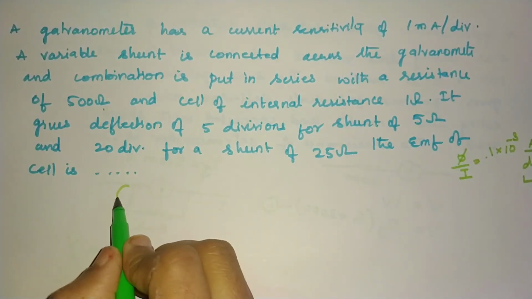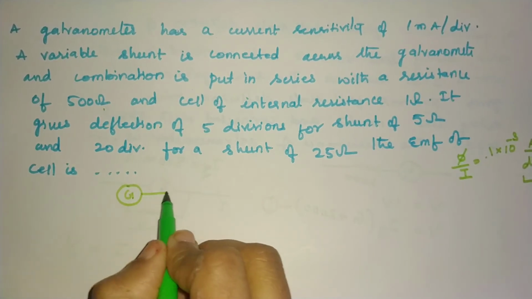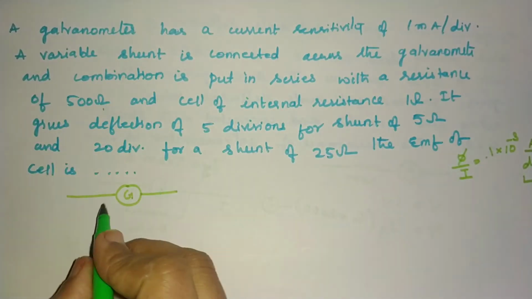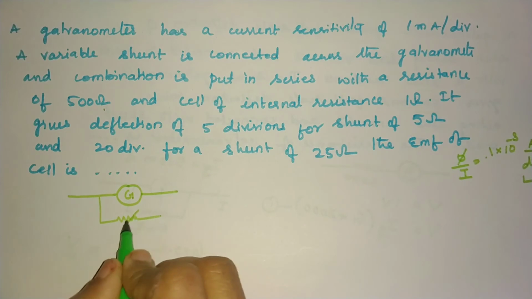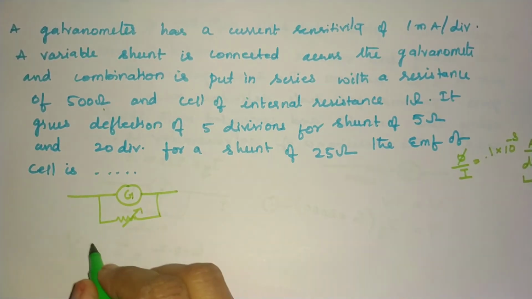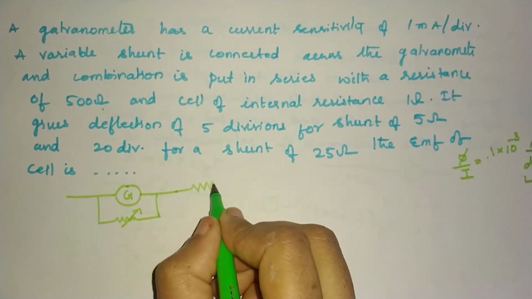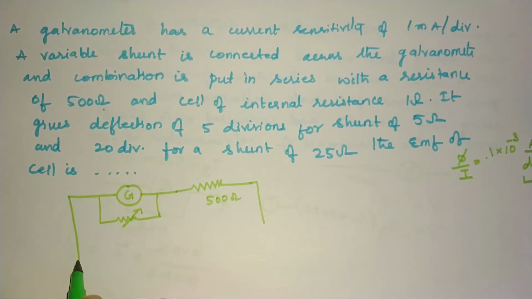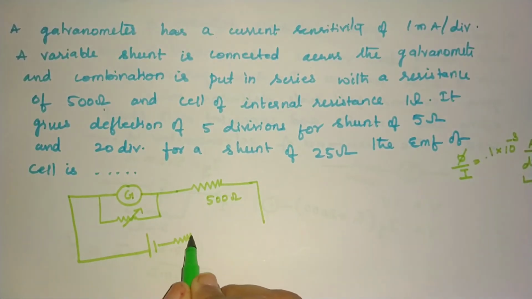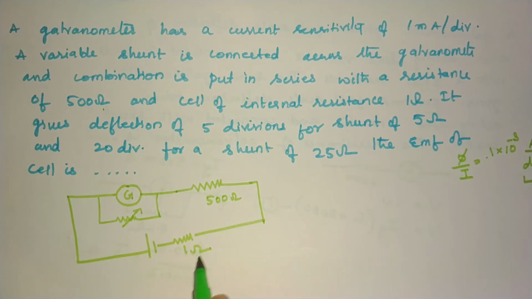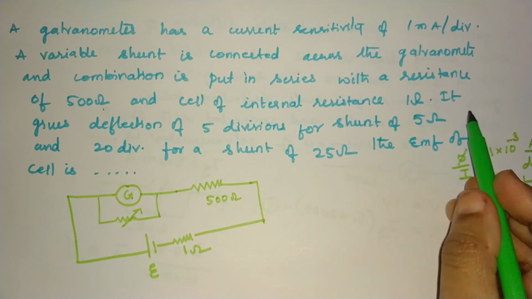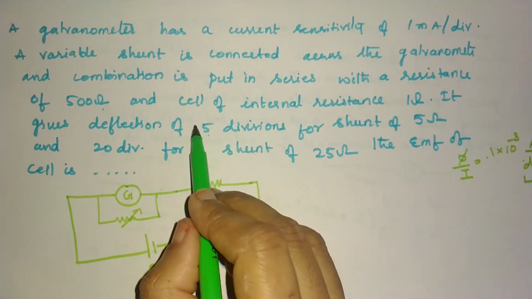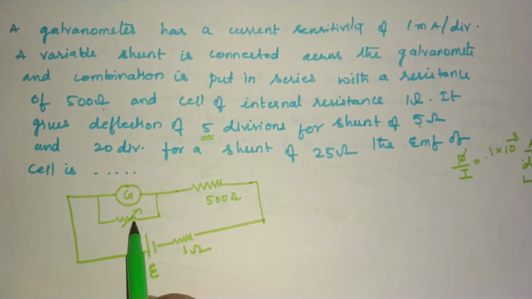Okay, let's make one circuit according to the question. This is a galvanometer. A variable shunt is connected across it. This is a shunt whose value is variable, and we are going to put this device in series with a 500 ohm resistor and a cell whose internal resistance is 1 ohm. Okay, let the EMF of the cell be E. It gives a deflection of 5 divisions. See, if one division is 1 milliamp, 5 divisions will be 5 milliamps. When shunt is 5 ohms.